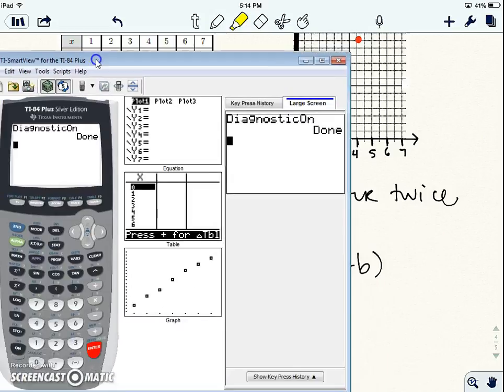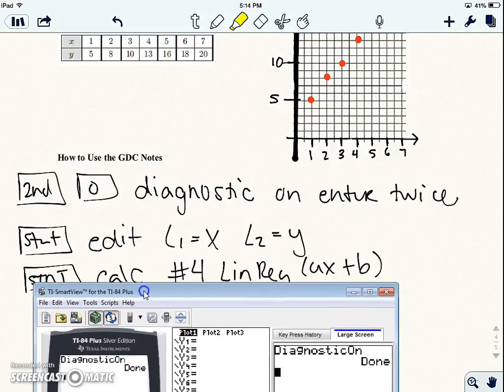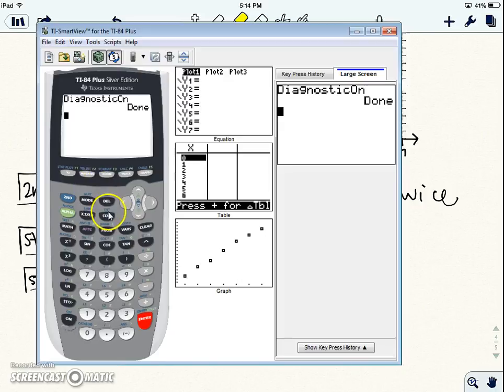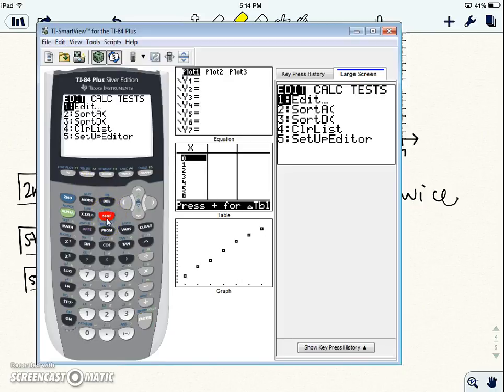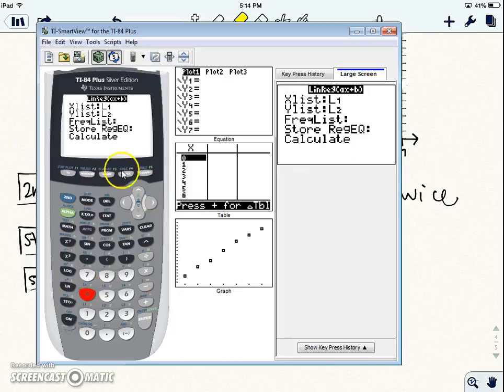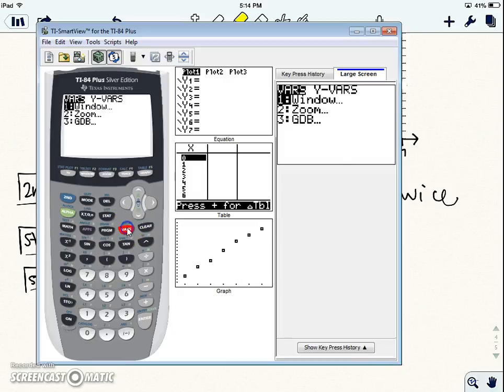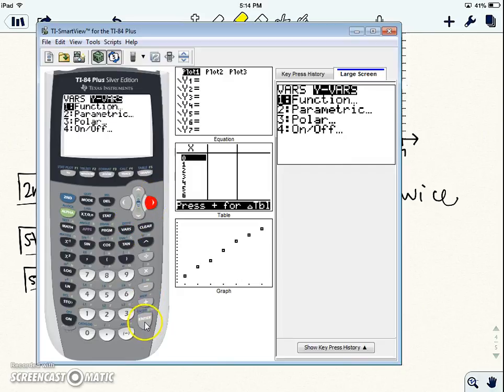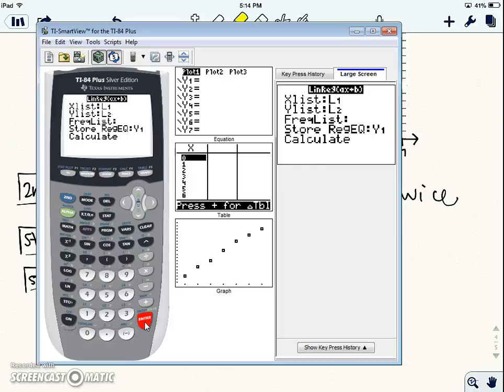So back to this, we put our data in list 1 and list 2, stat, calculate, number 4. We've got our X in list 1, our Y in list 2, and this time I'm going to actually store it. Go to vars, yvars, function, y1, and I know you won't remember that, but we'll talk about it later. It will not only give us our equation, but it'll store it in this y equals so we can see it graph.